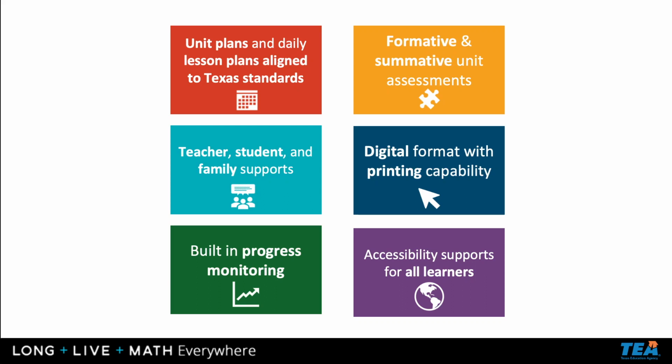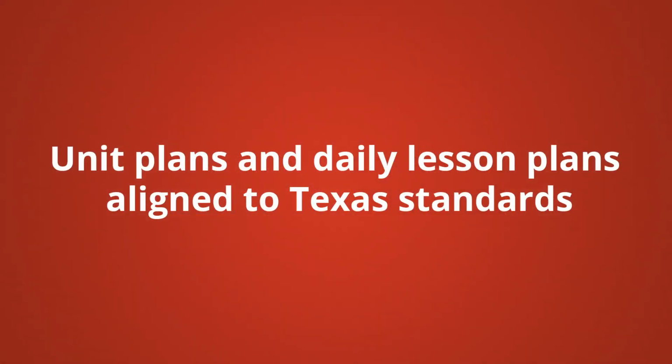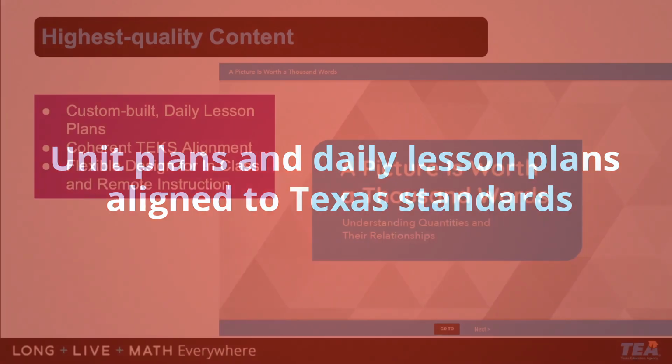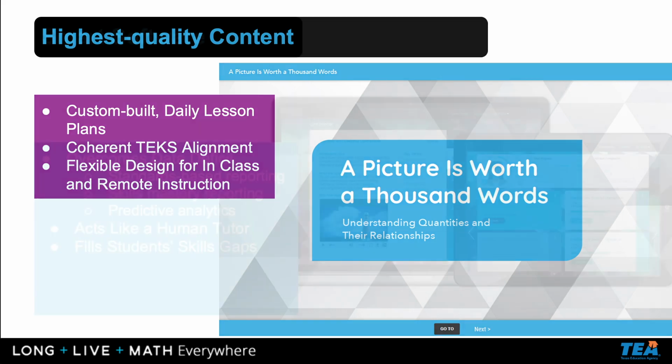There are 6 elements of Texas Home Learning 3.0 instructional resources. We're excited to share how Texas Home Learning 3.0 delivers these elements by previewing some examples of instructional materials. The first element includes both unit plans and daily lesson plans aligned to Texas standards. This includes clearly articulated, coherent, TEKS-aligned units with daily lesson plans that teachers can use regardless of whether learning happens on campus or at home.